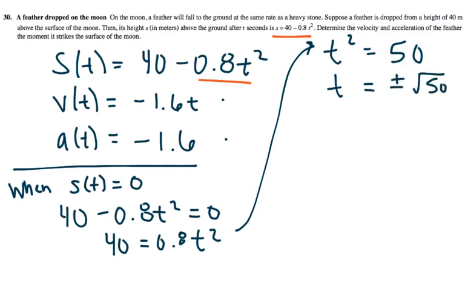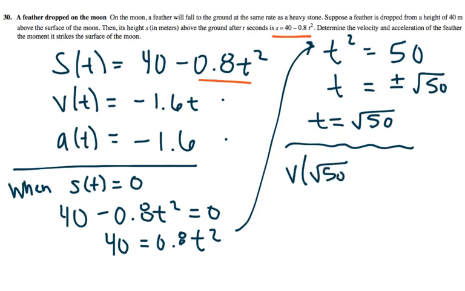Now, we've got two roots here, so let's think practically about this. If we assume that we drop the feather starting at t equals 0, then the feather is going to strike the moon at some positive time after 0, and so we just have t equals positive root 50. We can neglect the negative root because we're assuming t is time, and negative time in this context doesn't make sense. So now we can compute the velocity at time root 50.